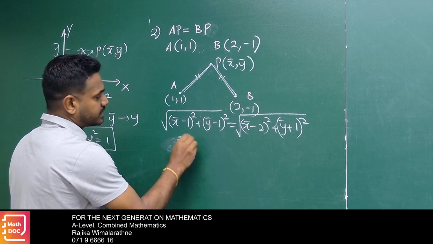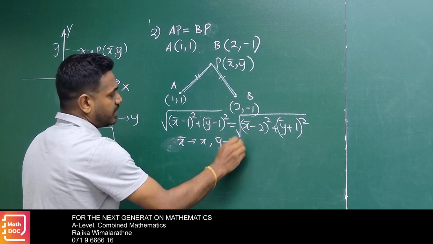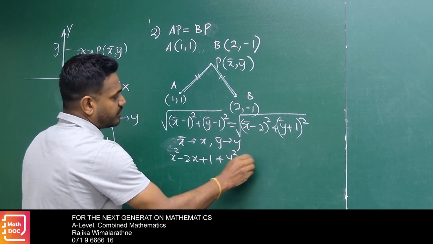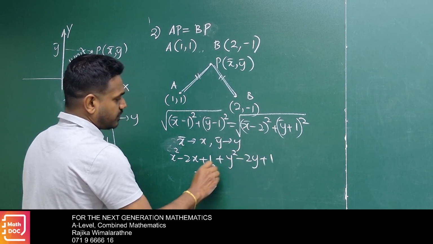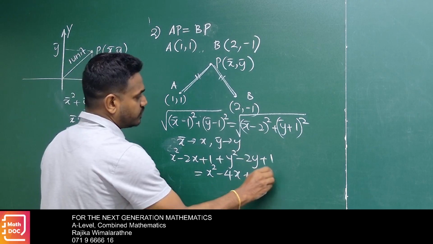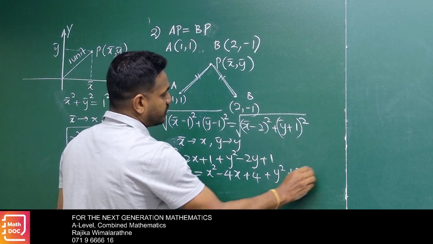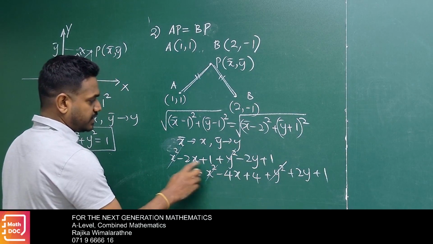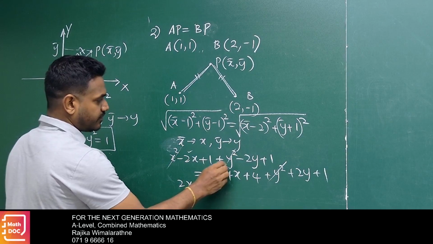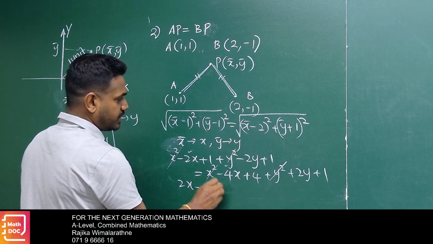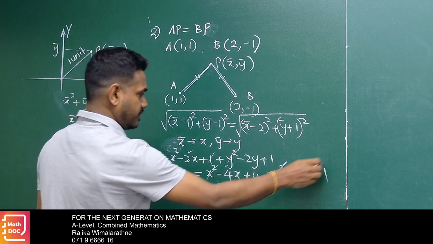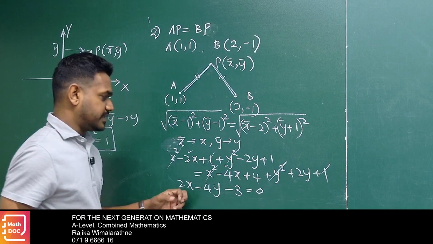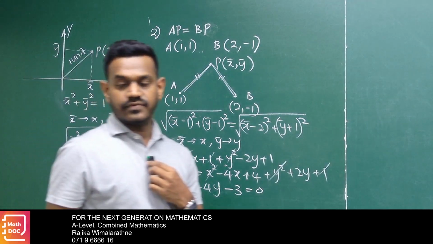And later you substitute x bar equal x, y bar equal y. Then x square minus 2x plus 1, y square minus 2y plus 1, equals x square minus 4x plus 4, y square plus 2y plus 1. Now simplify this. Here 2x minus 4y minus 3 equals 0. Here the equation. Continue.